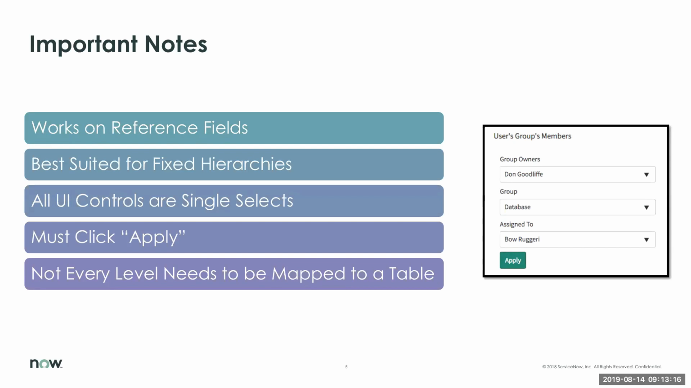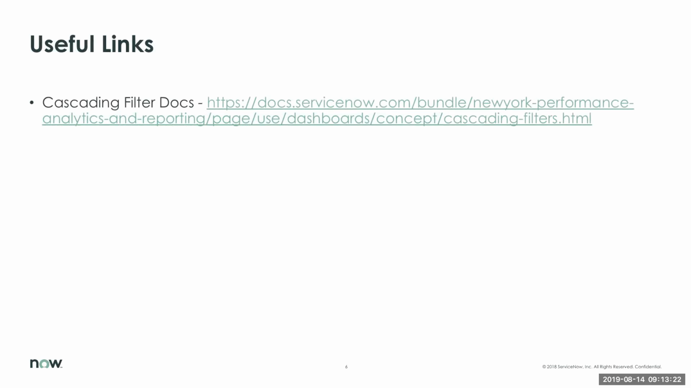For cascading interactive filters, you have the option of mapping them, but you don't have to do it for every one. And then as far as references go, there's docs. The docs walk through how to set up what we're going to do. The documentation is pretty good.